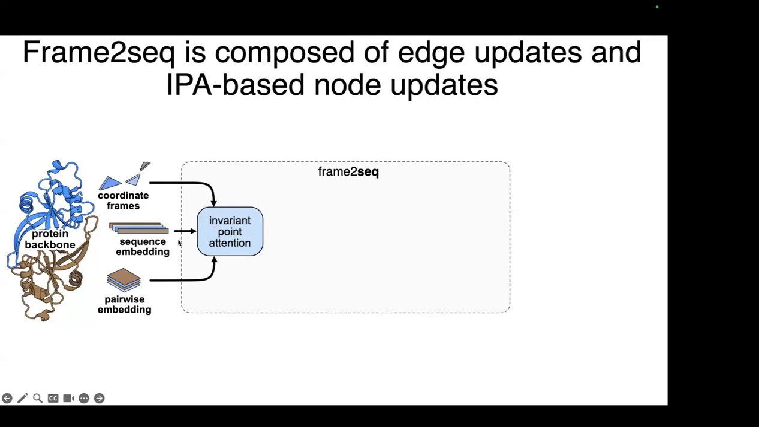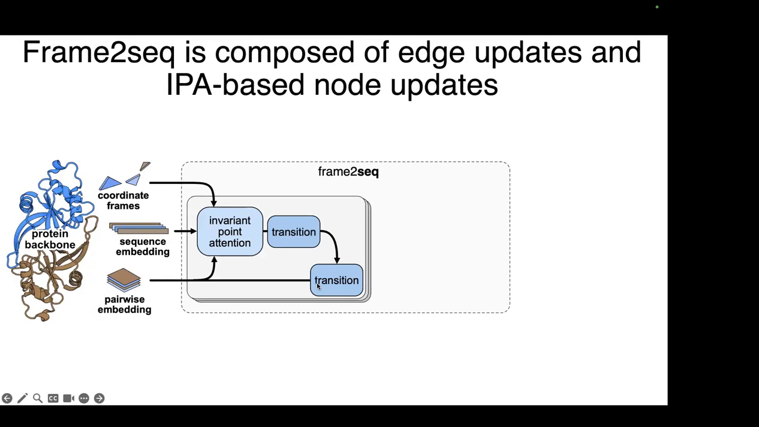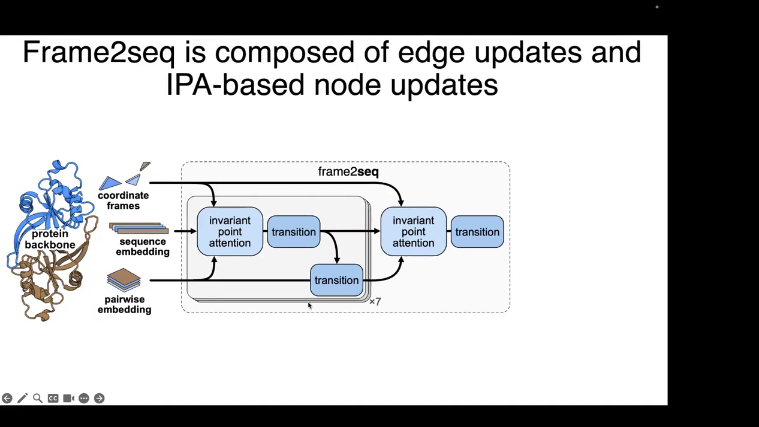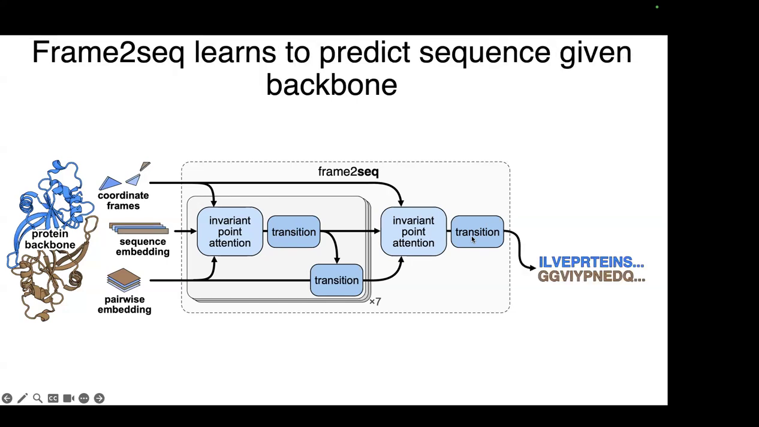So the first layer is an IPA layer, followed by a transition layer that is also adapted from, once again, the structure module. And based on this, the updated nodes and the edges coming from here go through an edge update. And this stack of layers essentially is followed a total of 7 times, making the bulk of the model's depth. And then at the final layer, there is another IPA, and then transition, and then projection to sequence dimension.